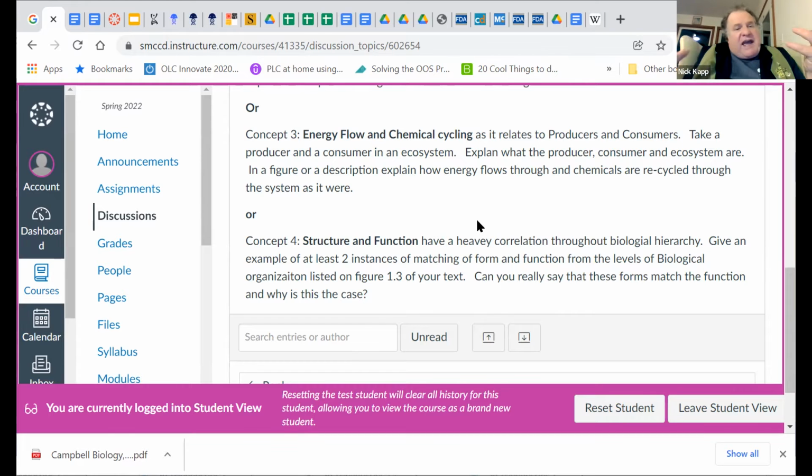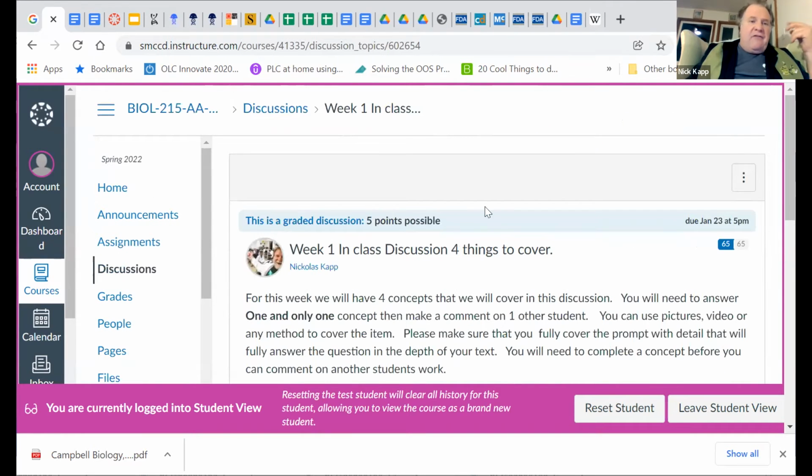The fourth one is one of the concepts that we look at in this book, what we call structure and function. And there's a heavy correlation between structure and function for this. I want you to give me 2 instances where basically the form and the function match. Okay. You will look this up in your textbook, and they give some examples in 1.3 in your text. So pick one of those and write about that. And that gives me a really good idea that you're reading the information.